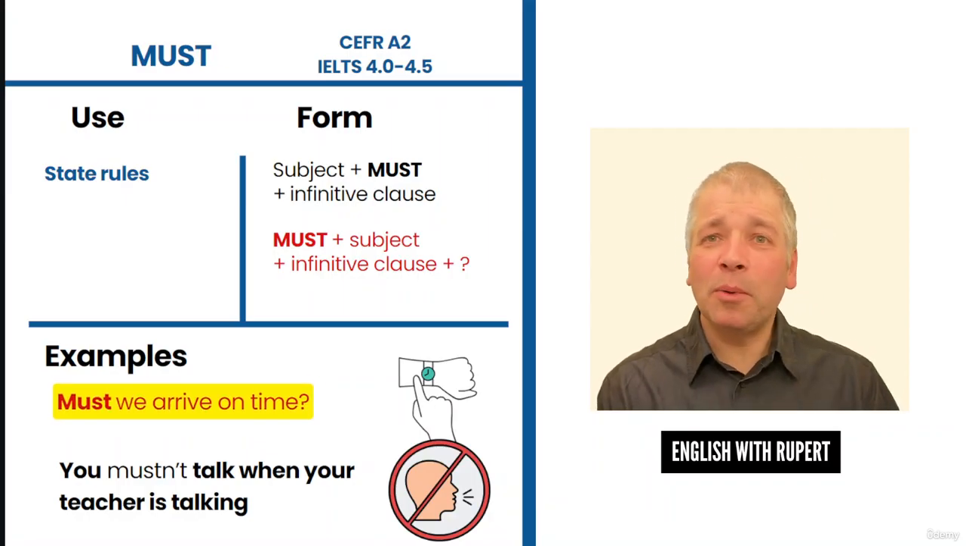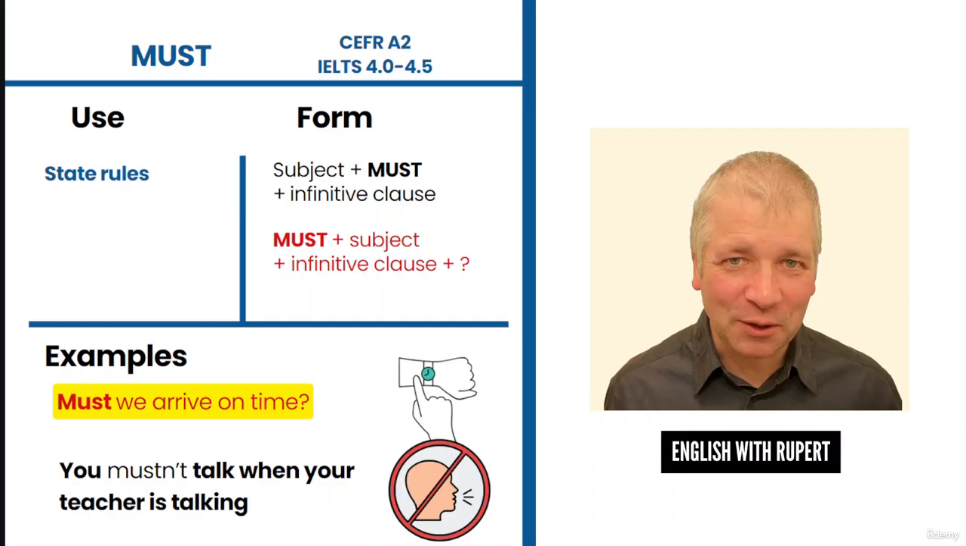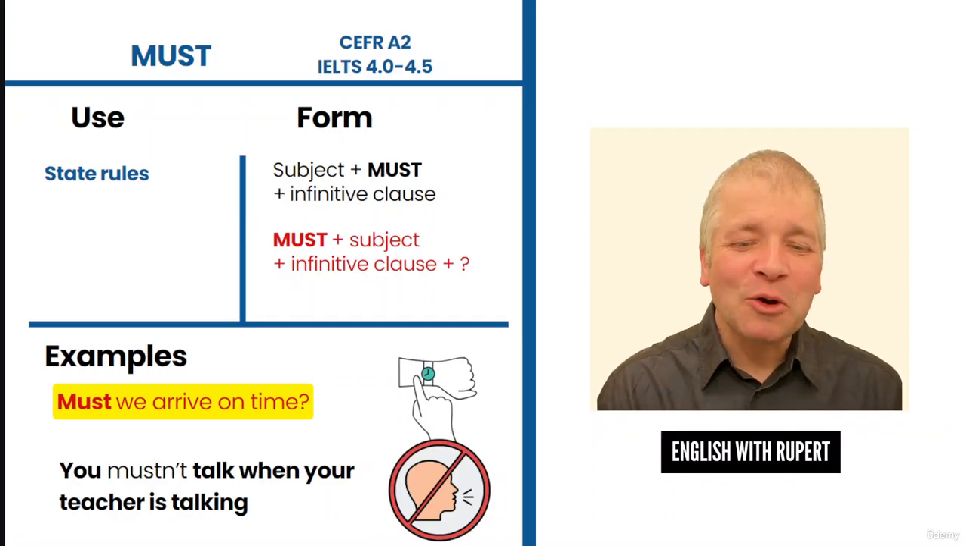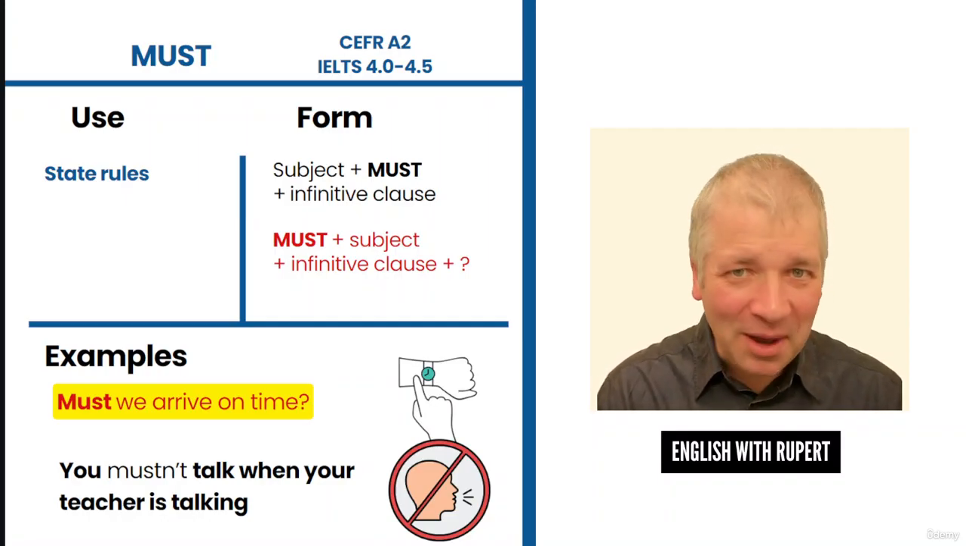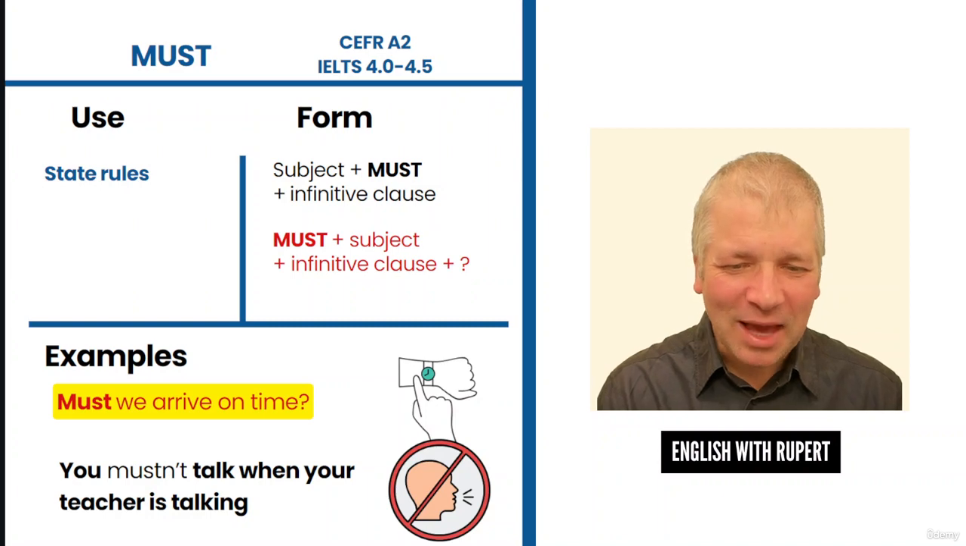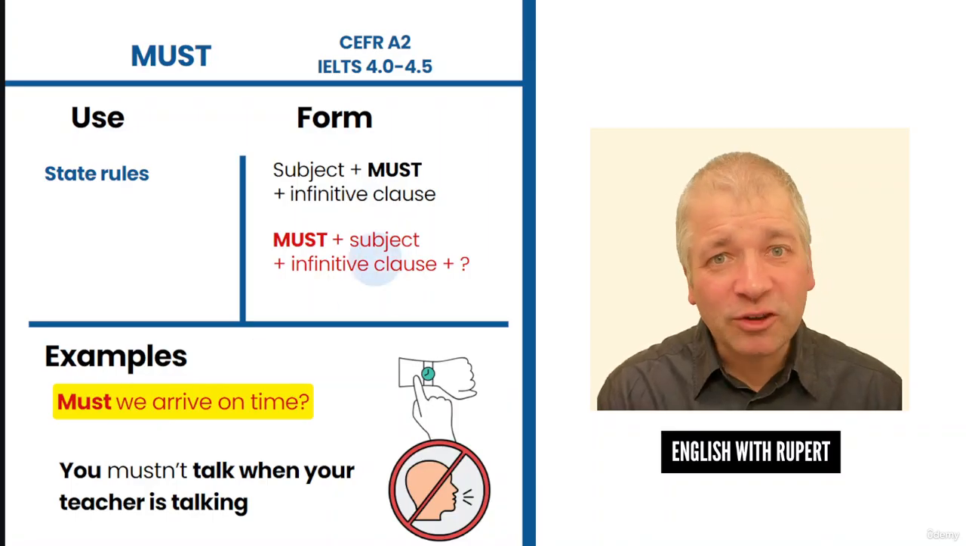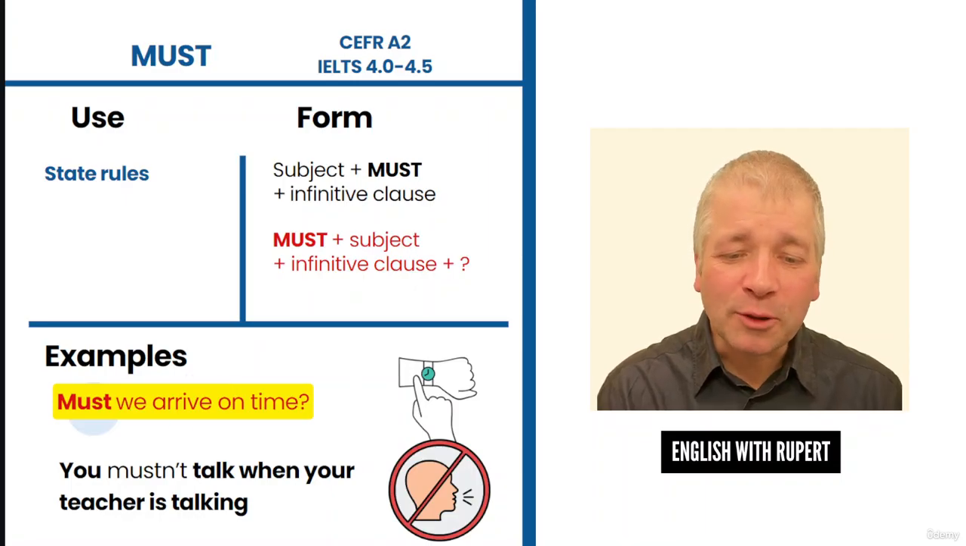So here's an example question about arriving on time. Must we arrive on time? So we have must, then the subject, which here is we, and then the infinitive clause, which is the verb infinitive followed by the rest of the clause. Must we arrive on time? And we finish with the question mark.